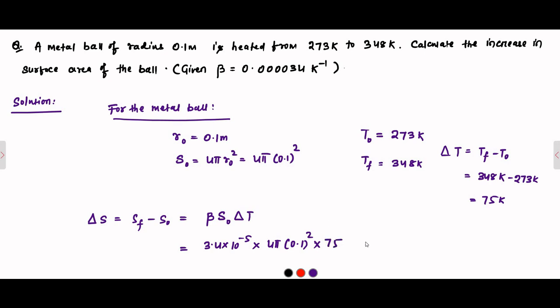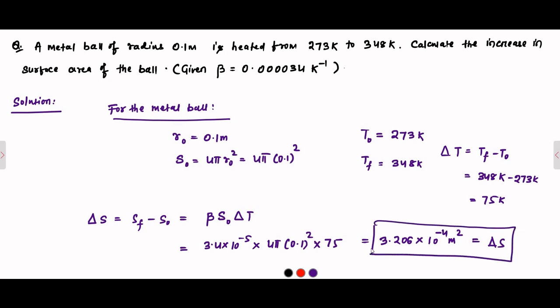So it is coming around 3.206 into 10 to the power minus 4 meters square. This is the increase in surface area of the metallic ball. Okay, so very simple and straightforward.